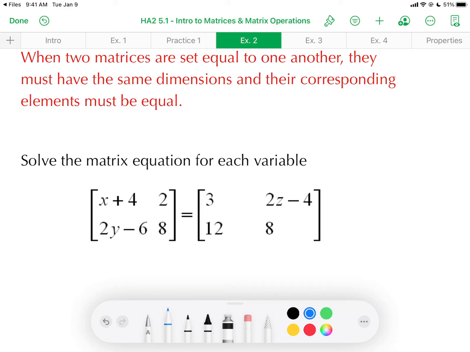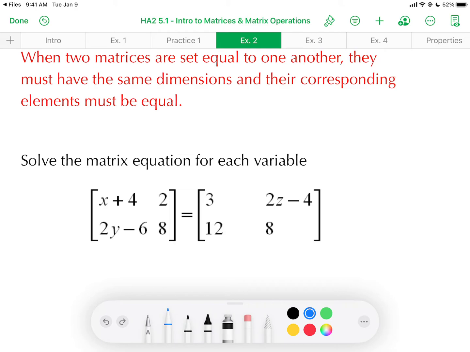Okay, now sometimes students kind of get thrown off by this. They look at the left matrix here and they say, well, that's not 2 by 2, that's actually 2 by 3. They think there's 3 columns. But understand that this x plus 4 represents one whole element. And so does the 2y minus 6 down here. Okay? All right, and it's kind of the same thing over on the right side with the 2z minus 4.